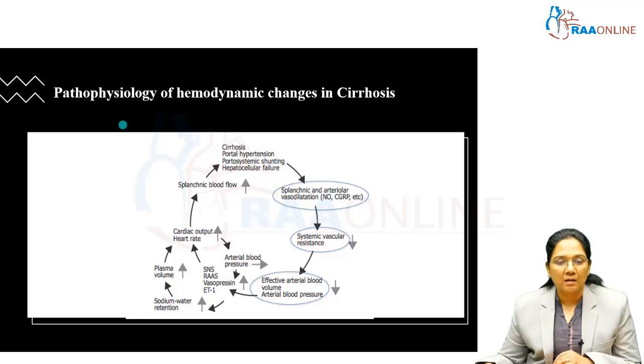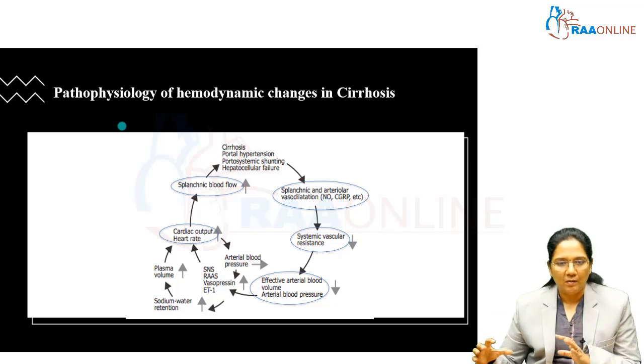Then the vasoconstrictor mechanisms try to compensate for that. And by trying to compensate, they try to increase the cardiac output and the heart rate, but they're not able to increase your blood pressure. So there is a resultant hyperdynamic circulation in these patients with a low blood pressure, with a high heart rate, with a low central blood volume, and an increase in splanchnic blood volume. These are things which we have to keep in mind.